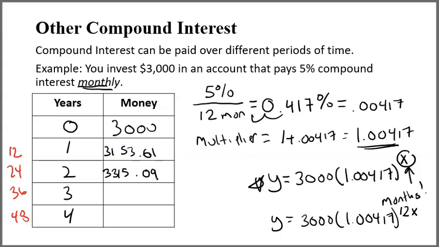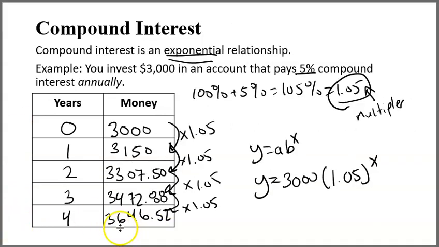Now I'm going to put 36 for 3 years. I get 3,484.83. And then I'm going to put 48 in the exponent for 4 years, because 48 months is 4 years. And I get 3,663.27. You can see 3,663 versus 3,646, I made more money, not much more, but I made more money after 4 years by having the same amount of money compounded monthly versus annually.